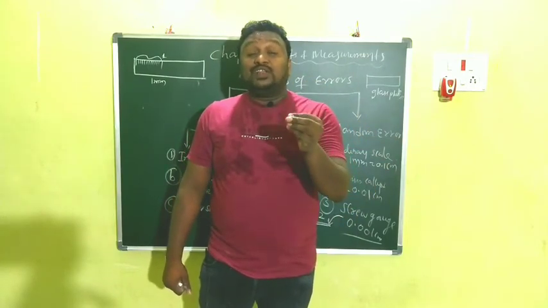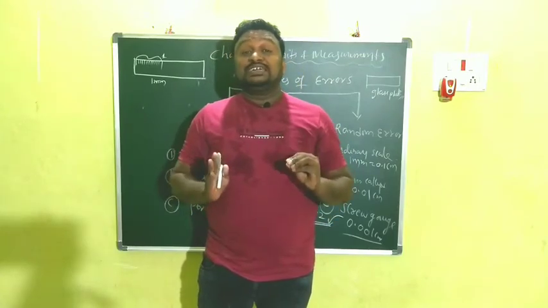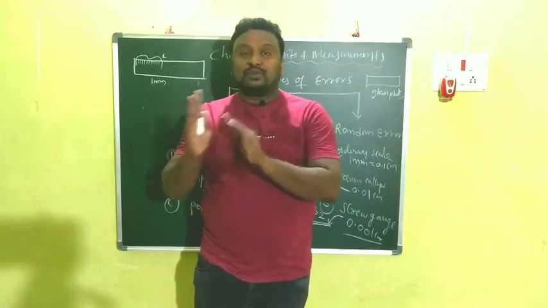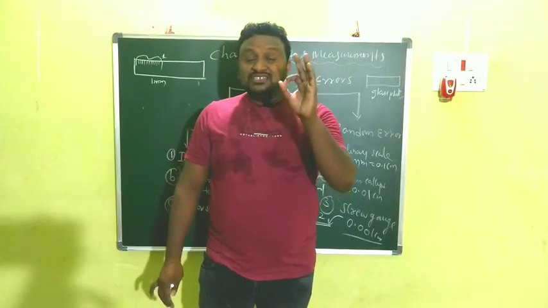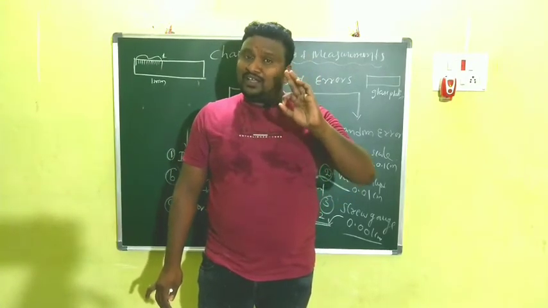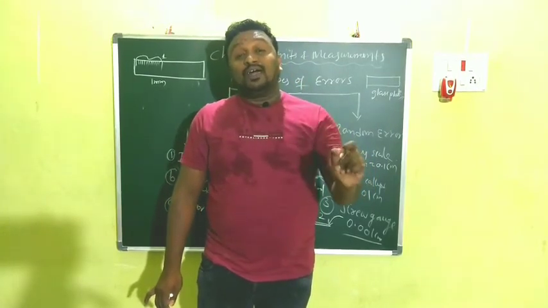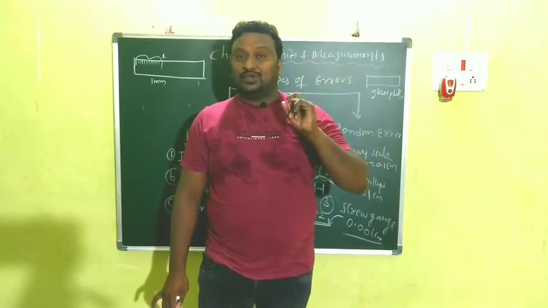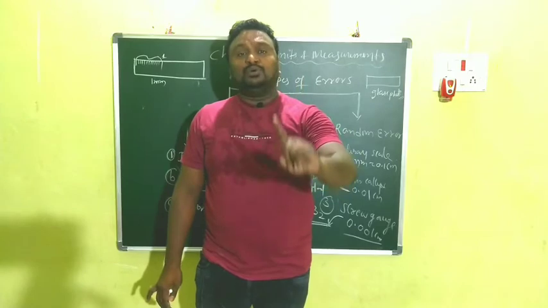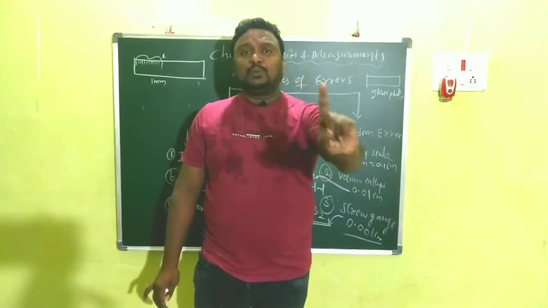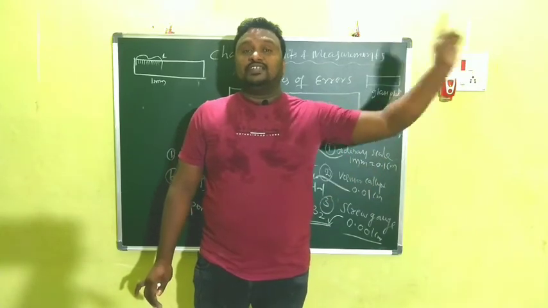The least value measured by an instrument in an experiment should be taken as the precision of that instrument. Clear? So by using the ordinary scale, we will measure up to 1 millimeter, that means 0.1 centimeter. 0.1 centimeter is the precision of the ordinary scale.